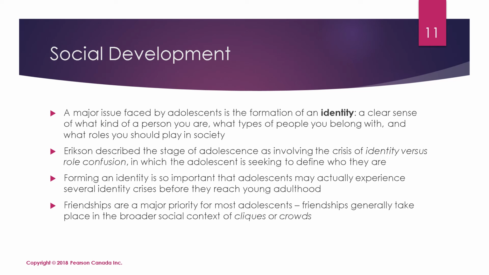So Erikson, if you remember him from the last module, described the stage of adolescence as involving the crisis of identity versus role confusion. In this stage, the adolescent is seeking to define who they are. It's exactly what it sounds like. They're searching to find their identity, who they are and who they want to become, without getting confused about what their role is and what they should be hoping to do. Forming an identity is so important that adolescents may actually experience several identity crises before they reach young adulthood.